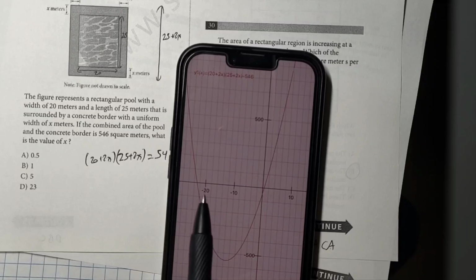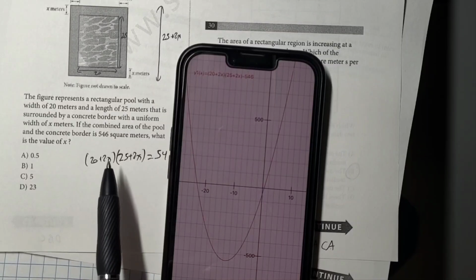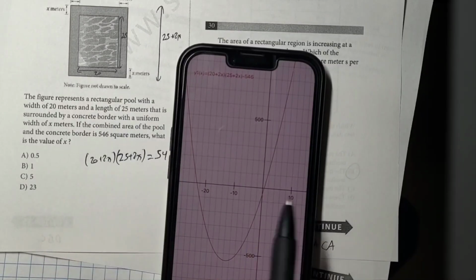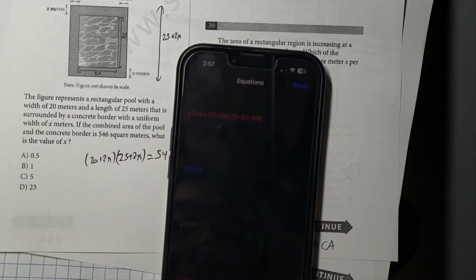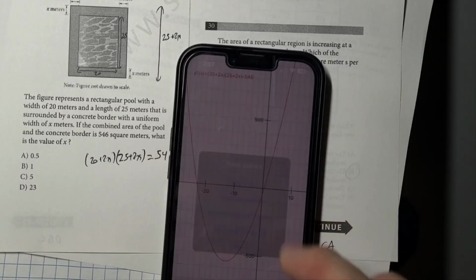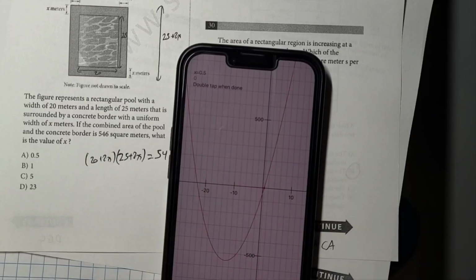Okay, so this is how the graph looks. You'll see that x is some negative value. We're not going to take x to be negative. You can't really have a negative number of meters, right? But what's this value over here? Find intersections, find zeros, or find roots. That's x is 0.5. Answer is A.